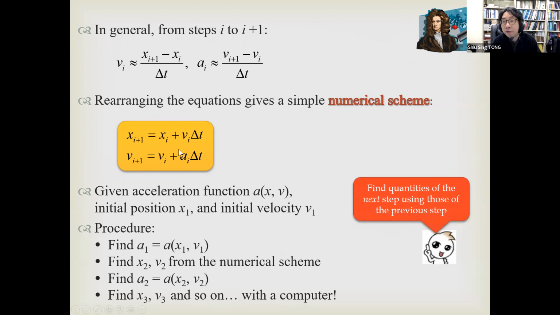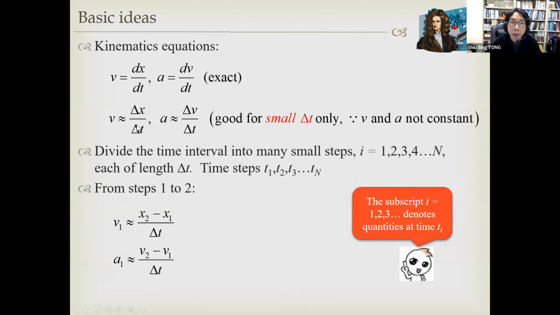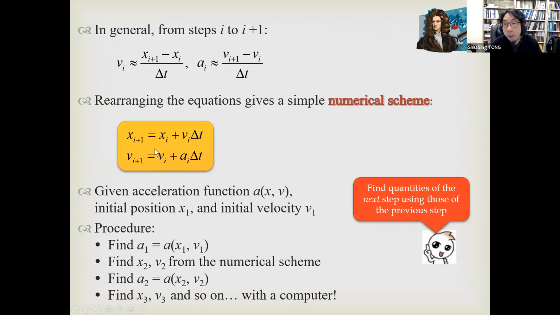This is in fact the simplest numerical scheme. The simplest approximation is to approximate v by delta x over delta t, and a by delta v over delta t. Using the simplest approximation, we arrive at the simplest numerical scheme.